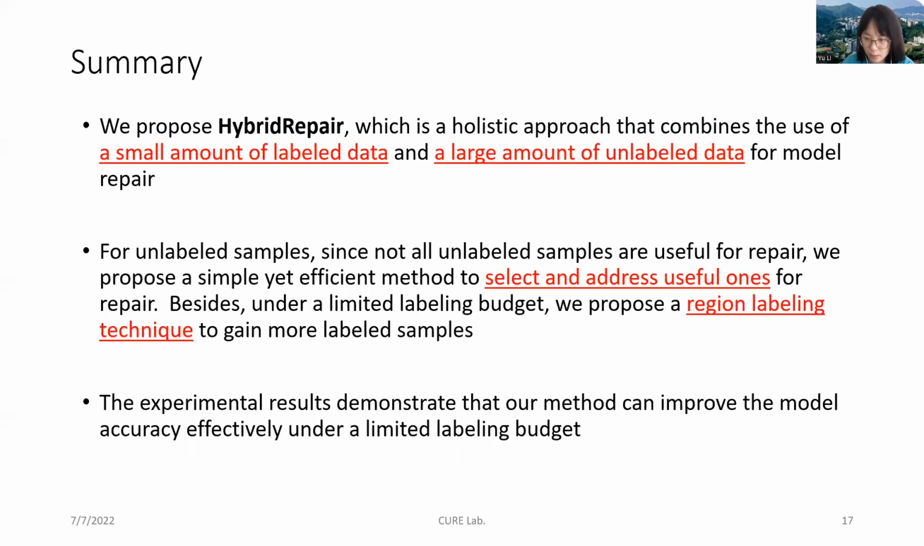To summarize, HybridRepair combines the use of a small amount of labeled data and a large amount of unlabeled data for repair. For unlabeled samples, we propose a simple yet effective method to select positive samples and address high-quality samples. We also propose a region labeling technique that can selectively annotate sufficient labeled data under a given labeling budget. Experimental results show that HybridRepair outperforms existing methods.